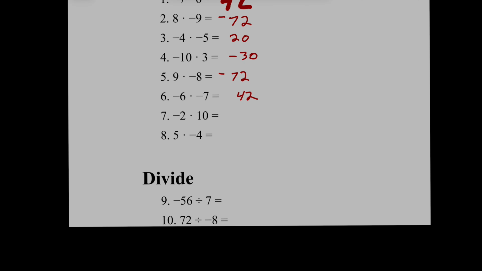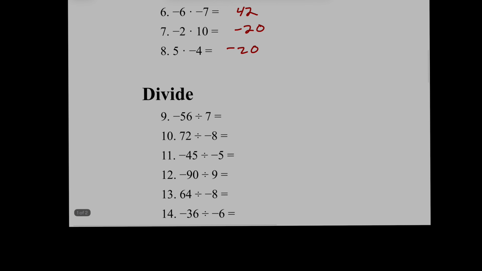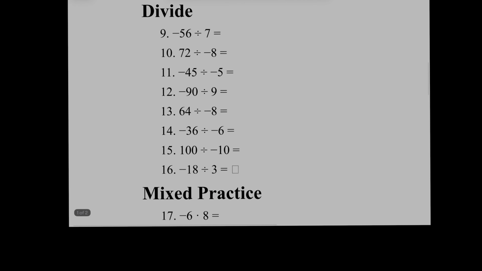I have a negative and a positive. Doesn't matter which one's bigger or smaller. The answer is going to be negative. And here I have one negative. Answer is going to be negative. Okay, so let's go on with division. Same thing. You've got to know your division properties. You know your division facts.